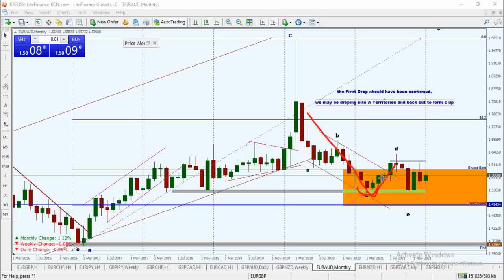We also had the bulls step in and try to push price out of the zone, and the market dropped one more time here. So we're looking at the possibility of a double bottom. A double bottom could be in play.